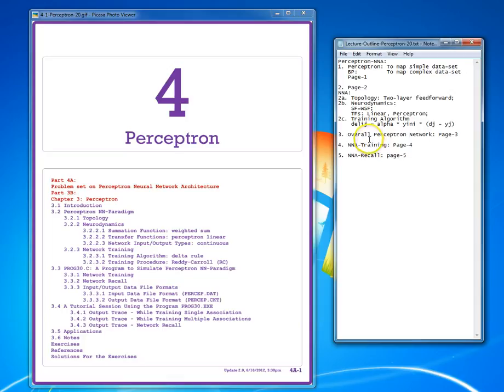Then we'll look into a specific type of neural network, the perceptron network, and how a typical network would look. First, we'll describe through the topology a generalized network, what it consists of. Then we'll look into a specific implementation of the perceptron neural network architecture, as to how to map a certain data set into the network. That's called the training of the perceptron.